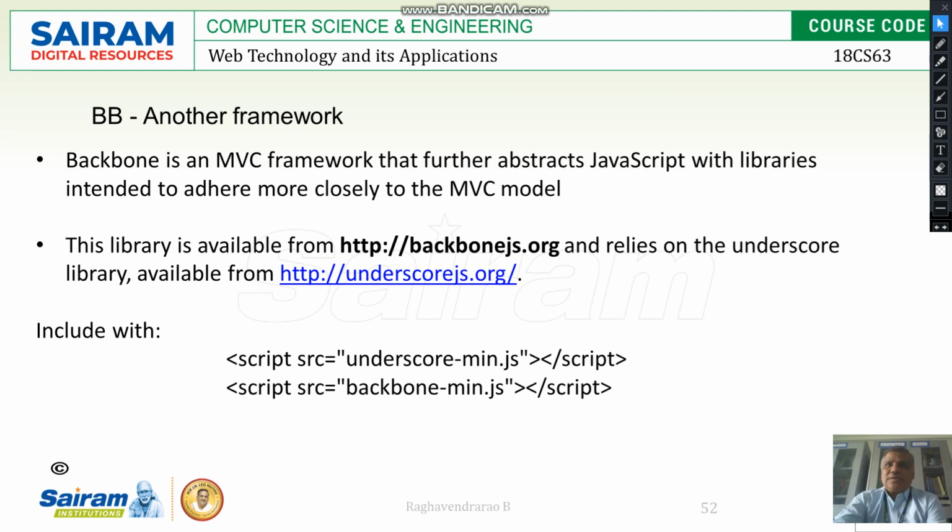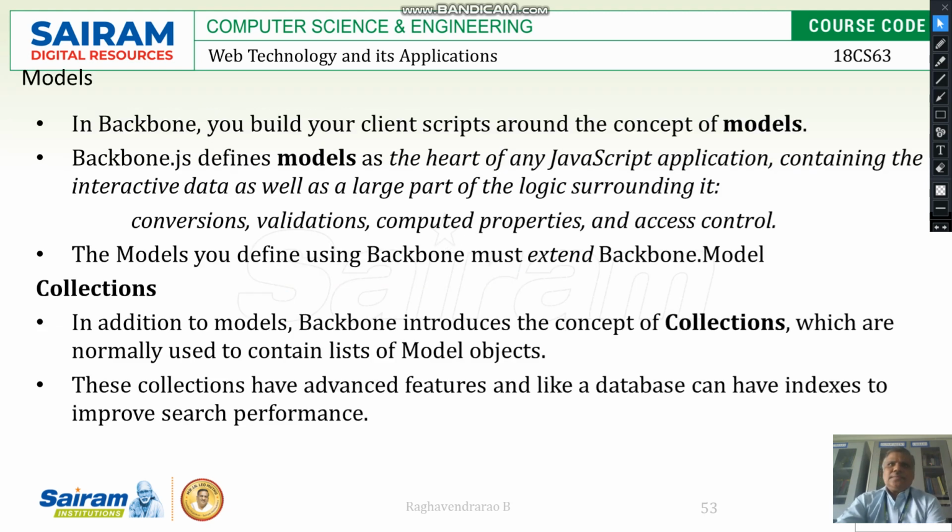The libraries are available at backbonejs.org as well as underscorejs.org. Here the JavaScript libraries are going to be available. This backbone framework basically contains three things: models, collections, and views. Models, collections, and views.